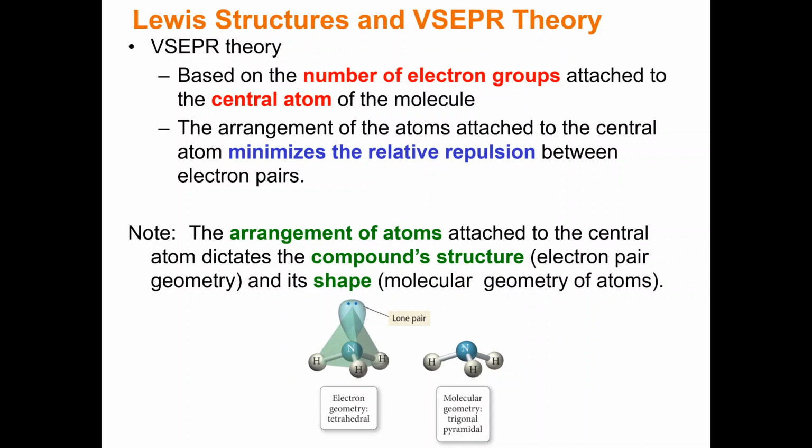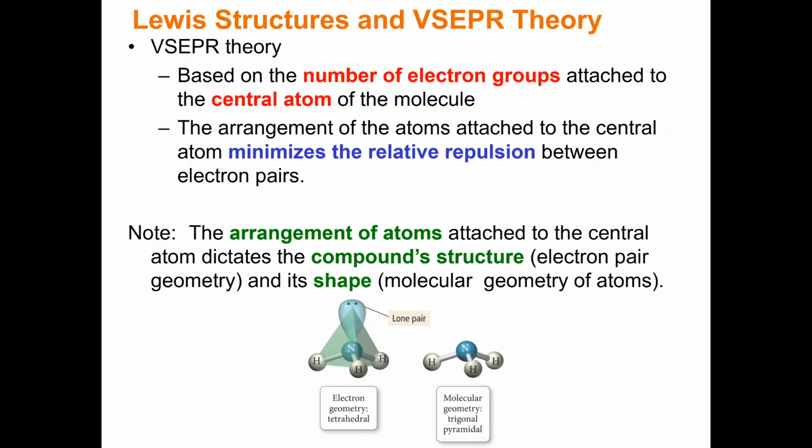So if we take a look at ammonia again, NH3, and look at its electron pair geometry, remember it has 1, 2, 3, 4. So it has 4 electron domains. We're going to call this tetrahedral, and we'll learn all these names in just a second. That would be the electron geometry.